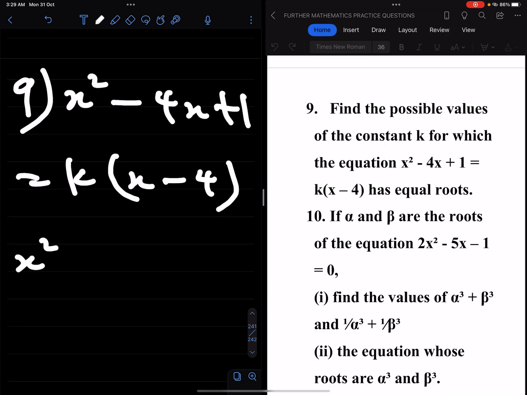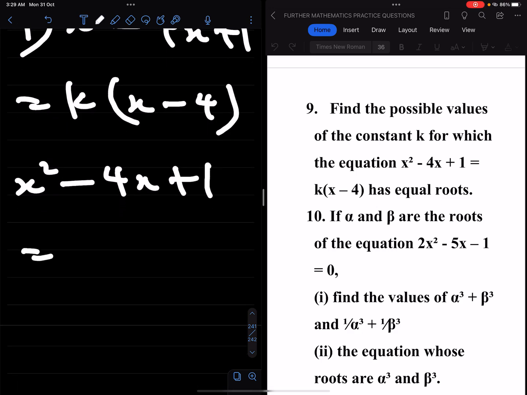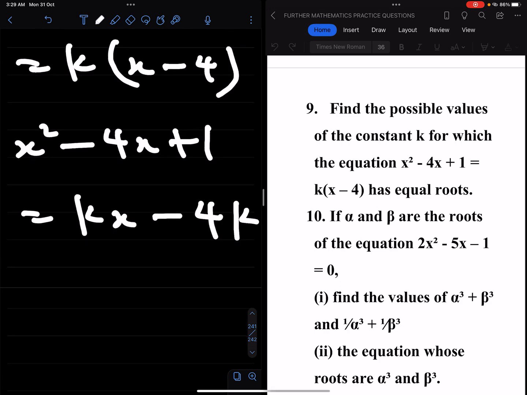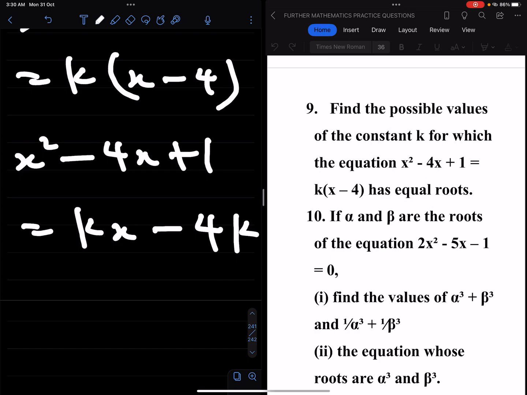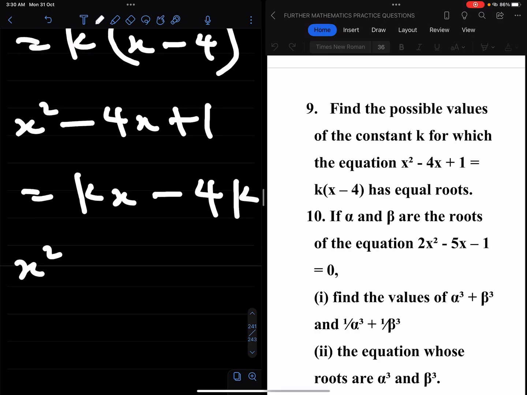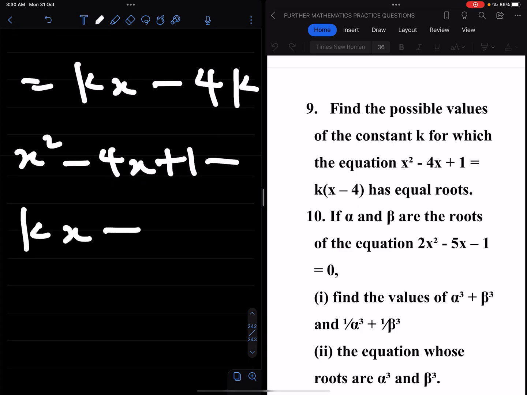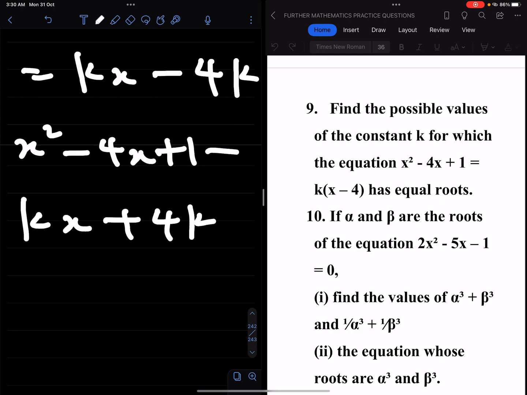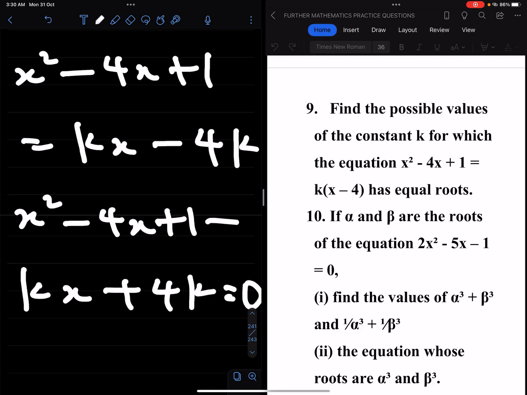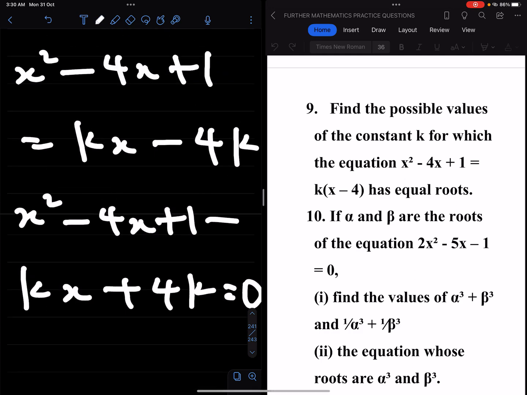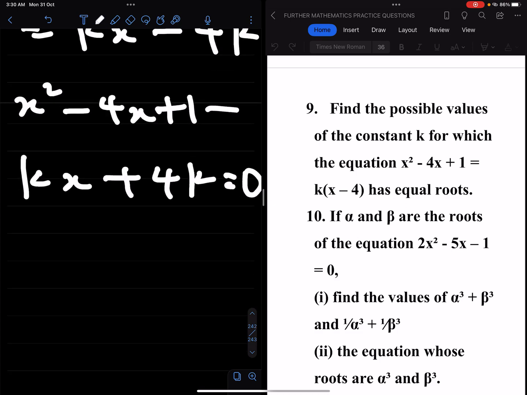Now I can open the brackets on the right hand side, and I'm going to have x squared minus 4x plus 1 equals kx minus 4k. And that simply means x squared minus 4x plus 1 minus kx plus 4k equals 0. Now I've moved everything on the right hand side to the left hand side.